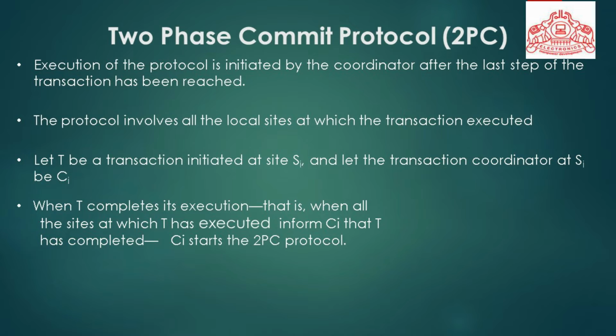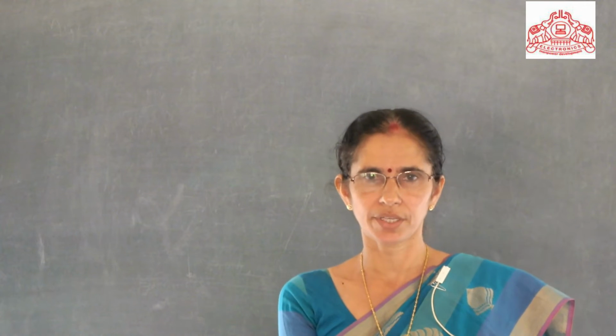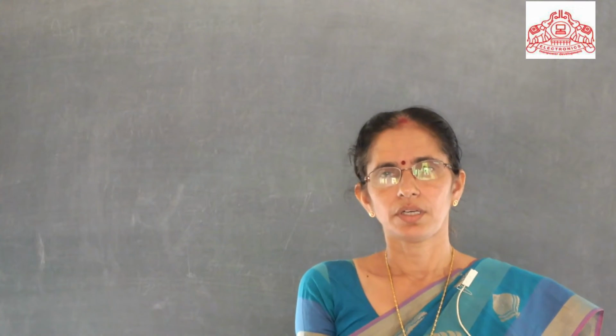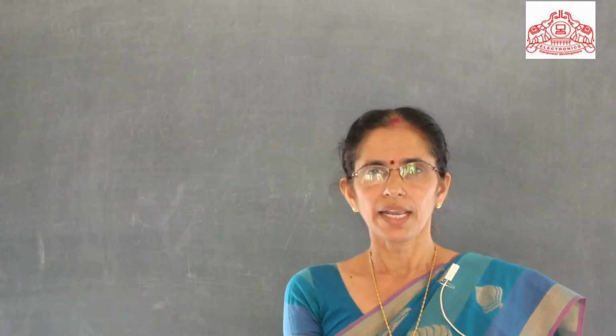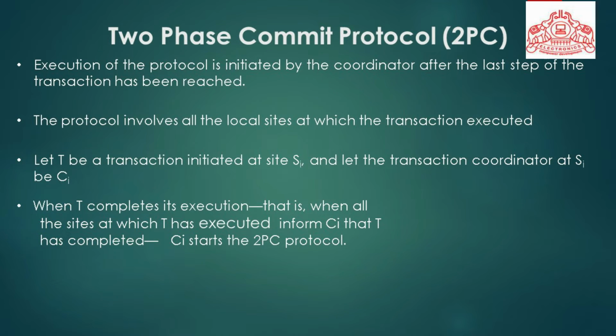Execution of this particular protocol is initiated by the coordinator after the last step of the transaction has been executed. And the protocol involves all the participating sites at which the transaction is executed. Now we can consider how this protocol execution goes on. Let T be a transaction that is initiated at site, say SI, and let the transaction coordinator at the site SI be CI. When the transaction T completes its execution, that is when all the sites at which T has executed inform the coordinator CI that T has completed, then the coordinator CI starts the 2PC protocol.